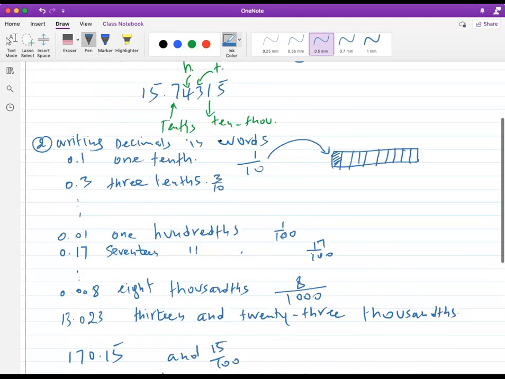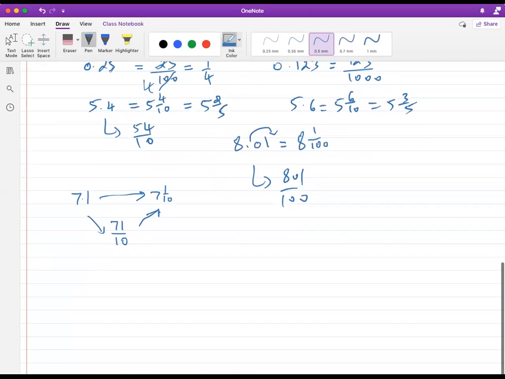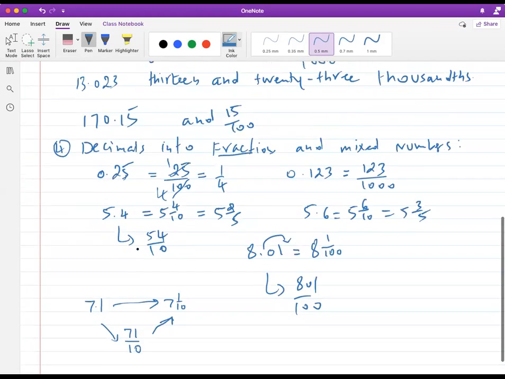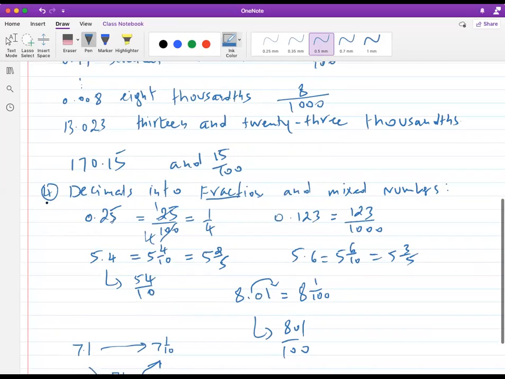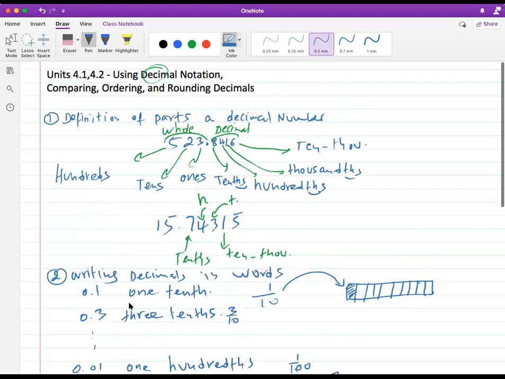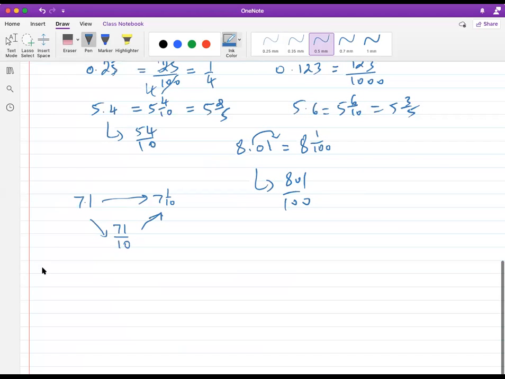Now we're going to look at another thing, which is rounding decimals. Okay, rounding decimals. Oh, this should have been 3 here. So 1, 2, 3, and this is 4 now.